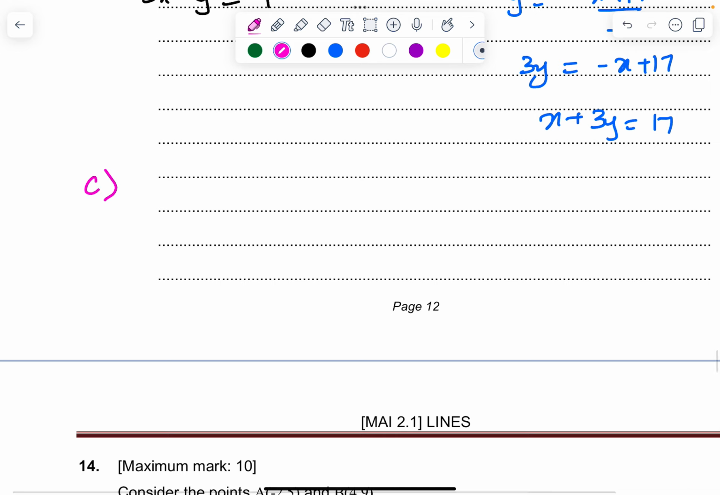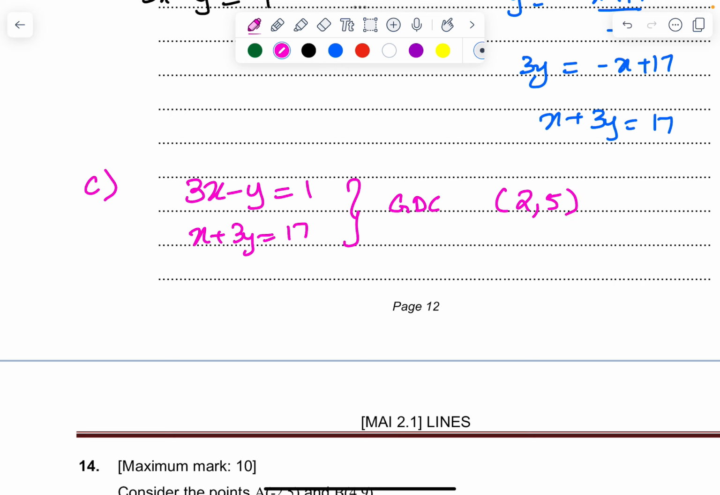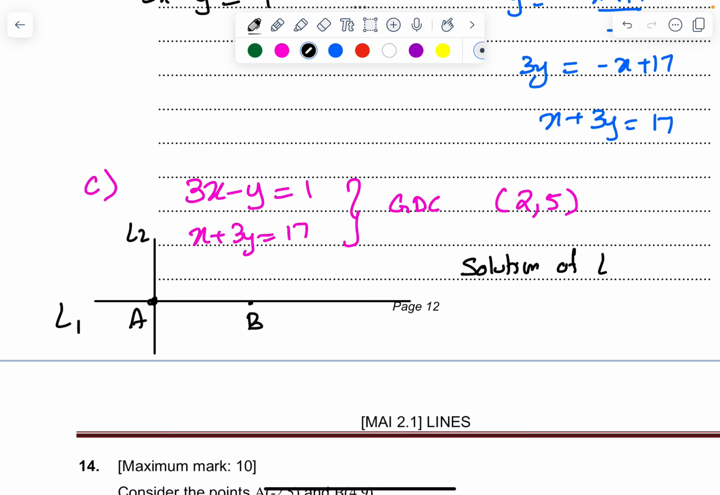What are the two simultaneous equations? 3x minus y equals 1 and x plus 3y equals 17. Use the GDC to find it out: (2, 5). So if I draw the diagram, this is L1 and this is L2, passing through A and B. The solution of L1 and L2 is in fact A, the point A itself.